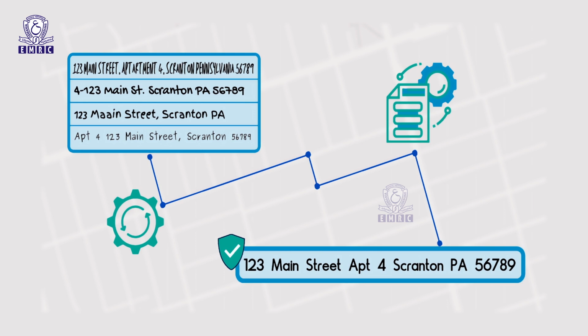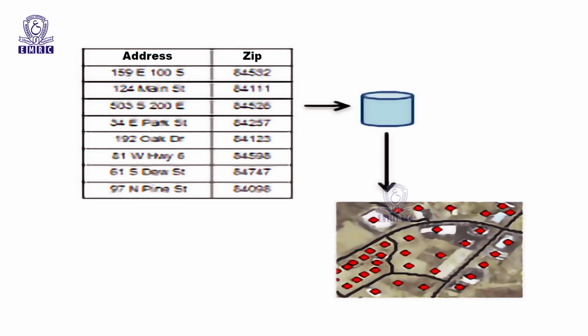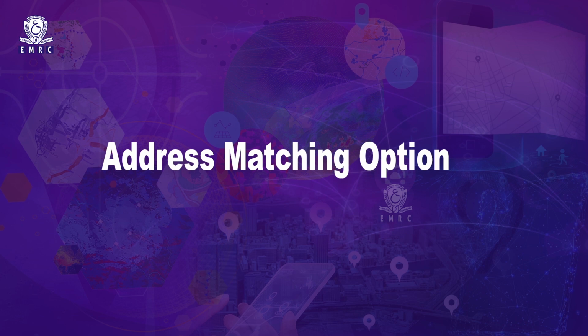A reference database can have its own set of problems as well. A reference database can be outdated because it does not have information on new streets, street name changes, street closings, or incorrect zip codes.